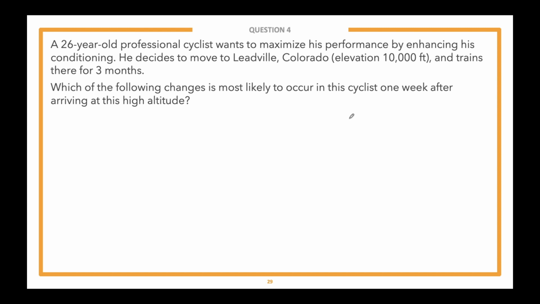Here we go with the lead-in. Which of the following changes is most likely to occur in this cyclist 1 week after arriving at this high altitude? I'll give all of you a few moments here to respond in the question box and let us know how many steps you think this question will require. Then we'll move on to the lead-in.